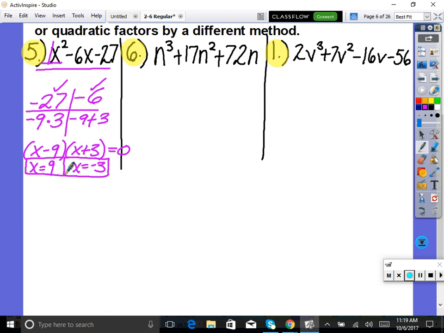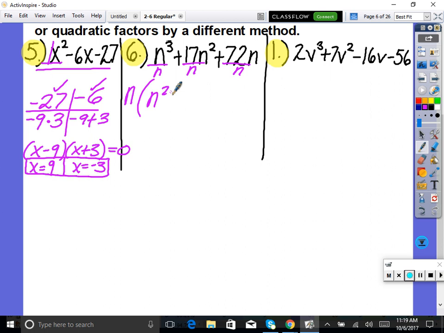Here we go. What method is number 6? We don't have 4 terms. Good thought, though. This one's factor by greatest common factor, so we'll pull out an n. Divide by n, divide by n, divide by n. Now guess what some poor unfortunate souls did on the test? They divided by n, and they pretended like the n disappeared into thin air. And they never wrote it again. That's a problem, because then you're missing that for a solution.